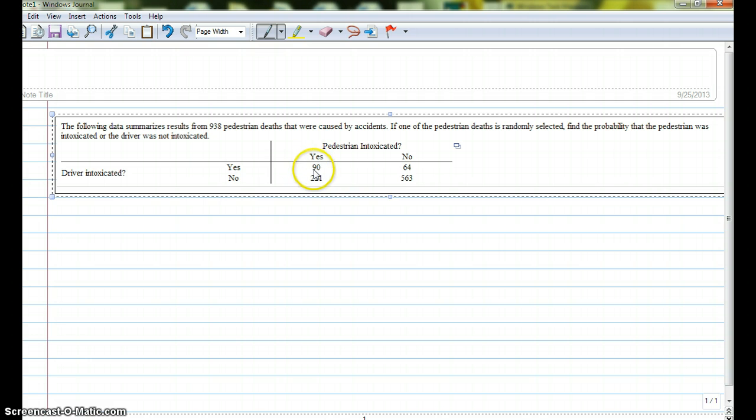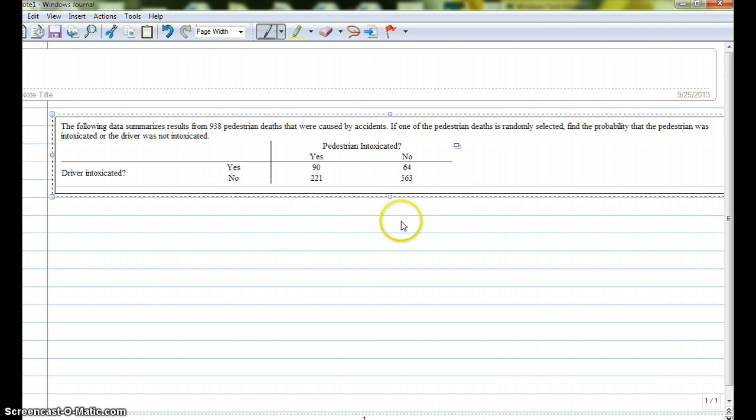So for example, this first 90 means that both people involved were drunk. Okay, this 64 means the driver was, but the pedestrian was not. This one means the pedestrian was, but the driver was not. And in this one, neither of them were drunk.